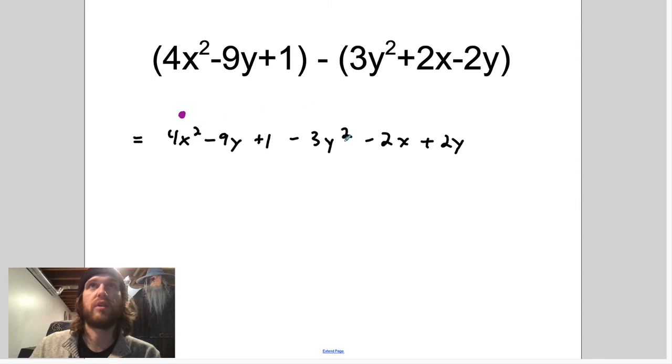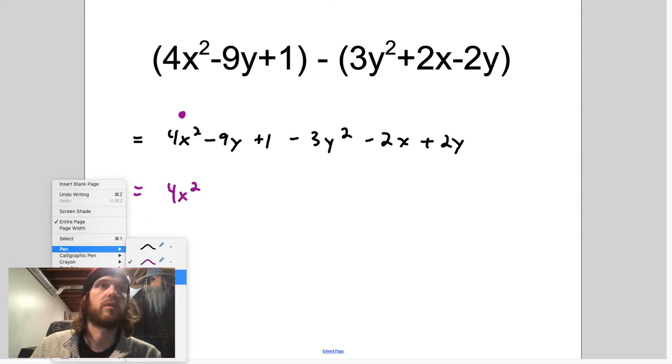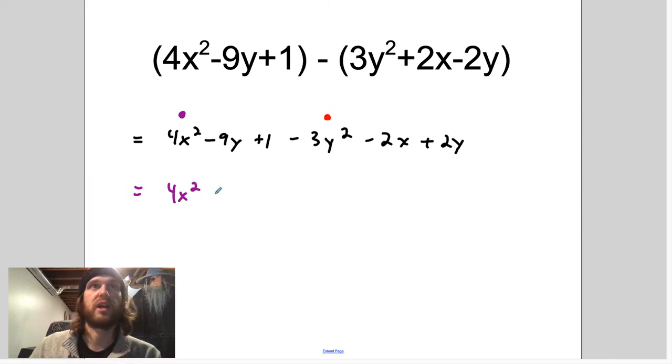Okay, there's degree 2, there's degree 2. Oh, careful, that's why this is an x. We're going to put them in alphabetical order. So 4x squared comes first. We'll do the y squareds next. That'll be minus 3y squared.